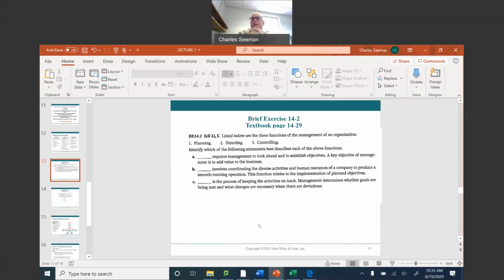C is the process of keeping the activities on track. Management determines whether goals are being met and what changes are necessary when there are deviations. Is that planning, directing, or controlling? Think to yourself.